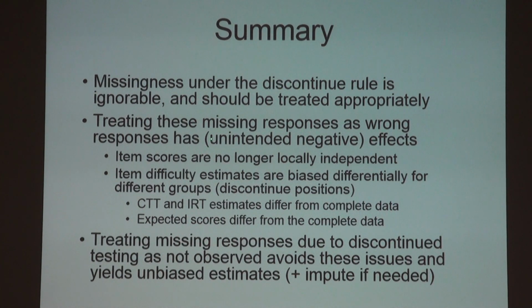Treating them as missing as wrong violates local independence, gives item bias, gives ability estimation bias, and yeah, we can just impute or use CAT.